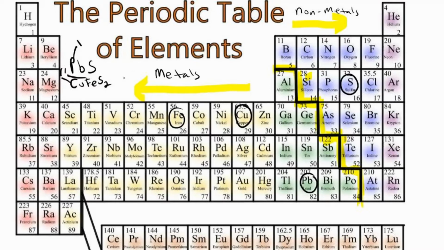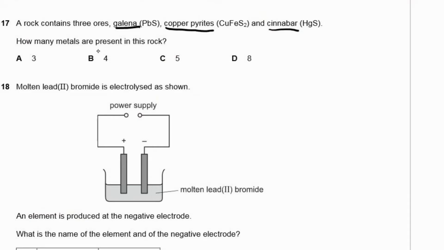Okay, the final one that it asks for is cinnabar, which is HgS. Okay, Hg is mercury, right down here. That is a metal. S is still sulfur and still a non-metal, so that means the answer is 1, 2, 3, 4. There are 4 metals in that list of ores. So the answer is B. Good.